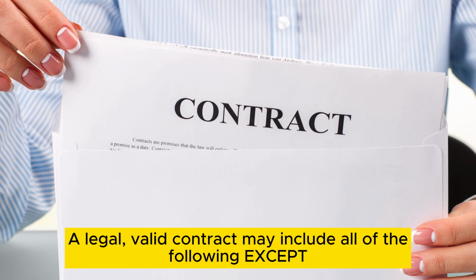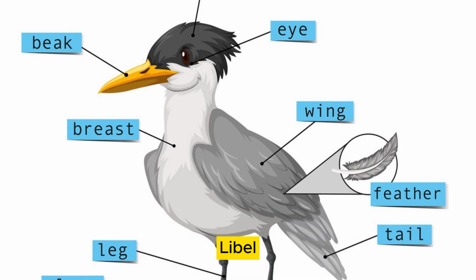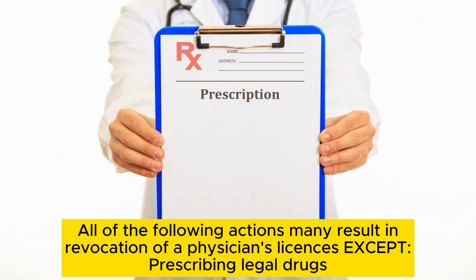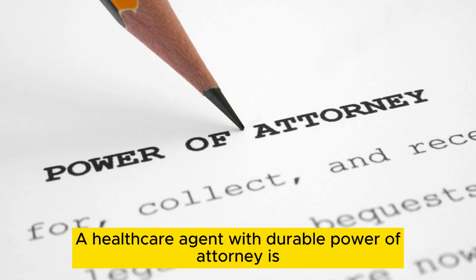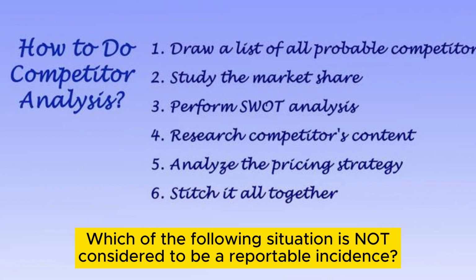Malfeasance. A legal, valid contract may include all of the following except any two individuals. Which of the following terms describes written statements made to damage an individual's reputation? Libel. All of the following actions may result in revocation of a physician's license except prescribing legal drugs. A healthcare agent with durable power of attorney is the person chosen to make the final decisions about the patient's end-of-life healthcare. Which of the following situations is not considered to be a reportable incident?